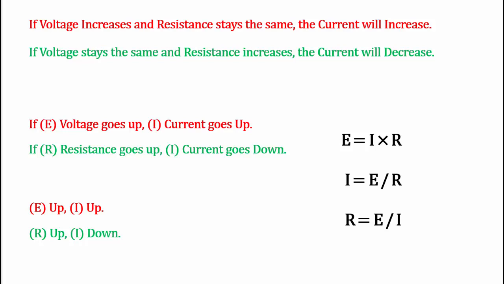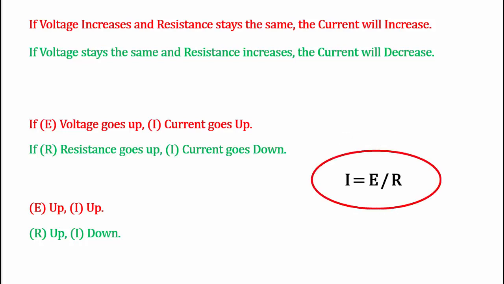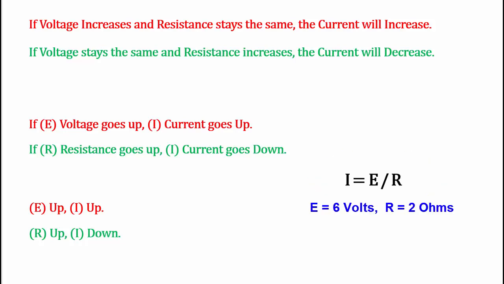Now let's put a little math to that current formula. Let's look at just this middle formula, I equals E divided by R. And we'll put some numbers to it so that we can show that this is what would happen. So let's say that the voltage is 6 volts, E is 6, and the resistance is 2 ohms, R is 2. So to do the math, I equals E divided by R equals 6 divided by 2. I, or the current, would be 3 amps.